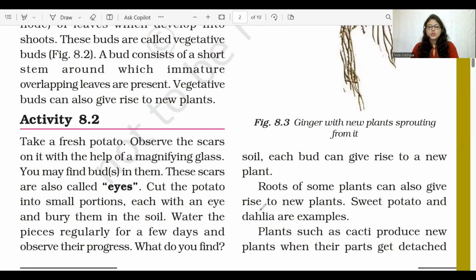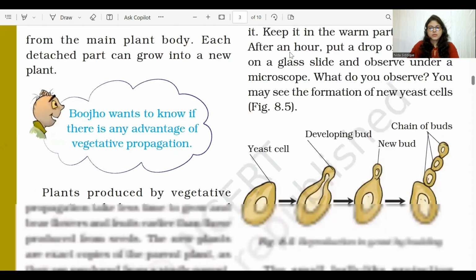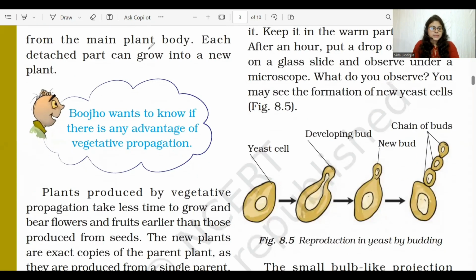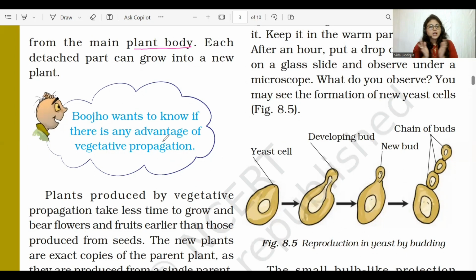Roots of some plants can also give rise to new plants, for example, sweet potato and dahlia. These are plants that reproduce from roots. Now there are also plants such as cacti. They produce new plants when their parts get detached from the main plant body. Each detached part can grow into a new plant. So if a part of the cactus's main body falls into the soil, that broken-off body part grows into a new plant. Okay, so detached means the one which has been broken down from the main plant.